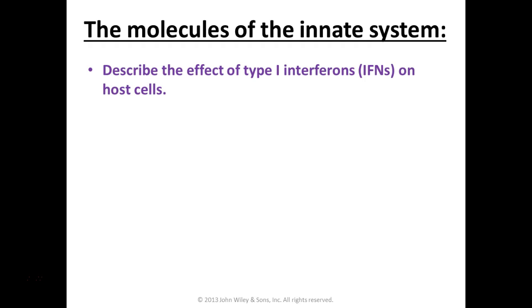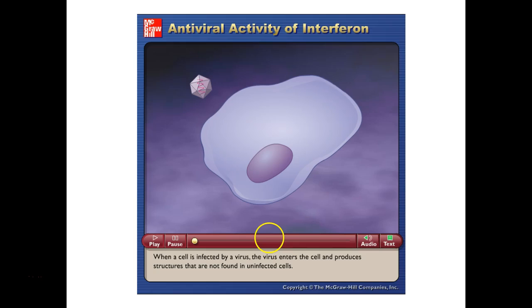Okay, so the last one for molecules of our innate system are the interferons, specifically the type 1 interferons, commonly abbreviated IFN. So again, this is molecular detection, right? Where molecules are going to help detect and help us decide what we need to do. So I have one more stolen animation, for us to see what happens.